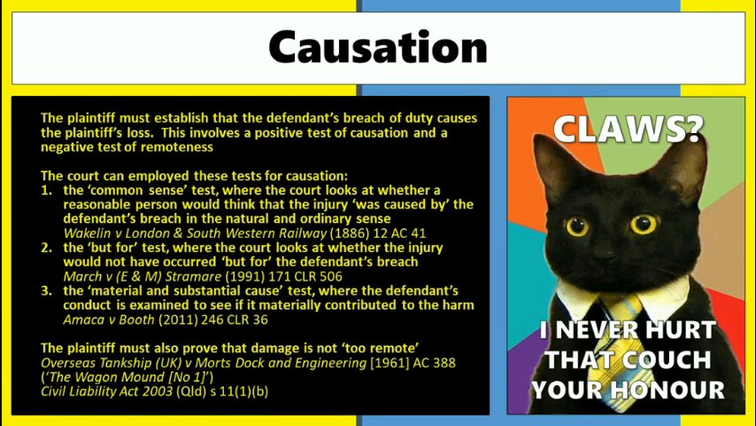Now finally, when looking at the test of remoteness, it's pretty straightforward. It's whether or not the plaintiff can prove that something just isn't too far removed. Now, again, if we think about the sort of chains of causation that could occur, and the Overseas Tankship case, there's two of these. This is actually the first of two. We call it the Wagon Mound number 1.